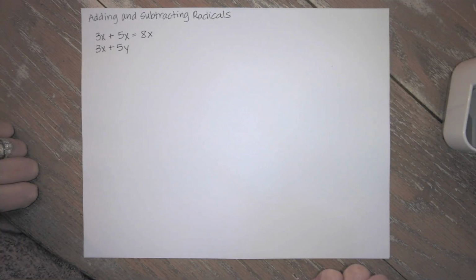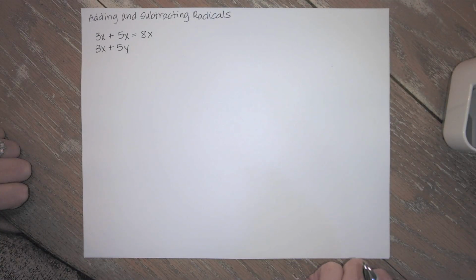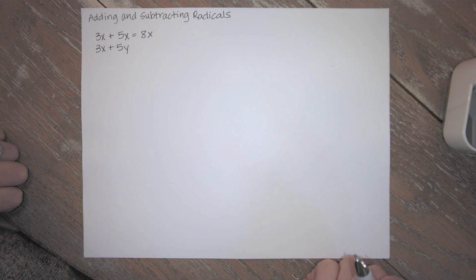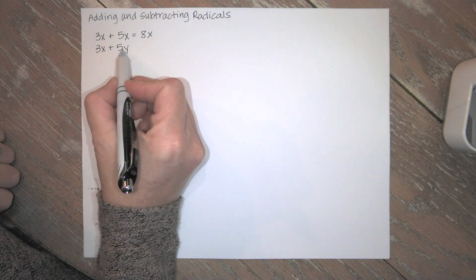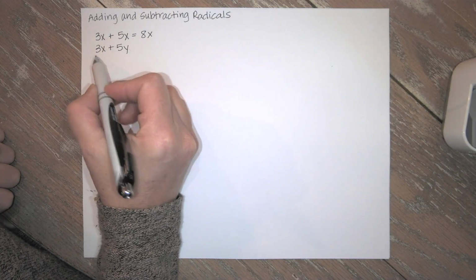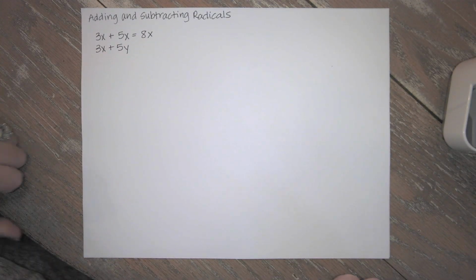So for example, 3x plus 5y, we can't do anything more to that to simplify it. If you got the answer 3x plus 5y, your answer is just 3x plus 5y because you cannot combine those.